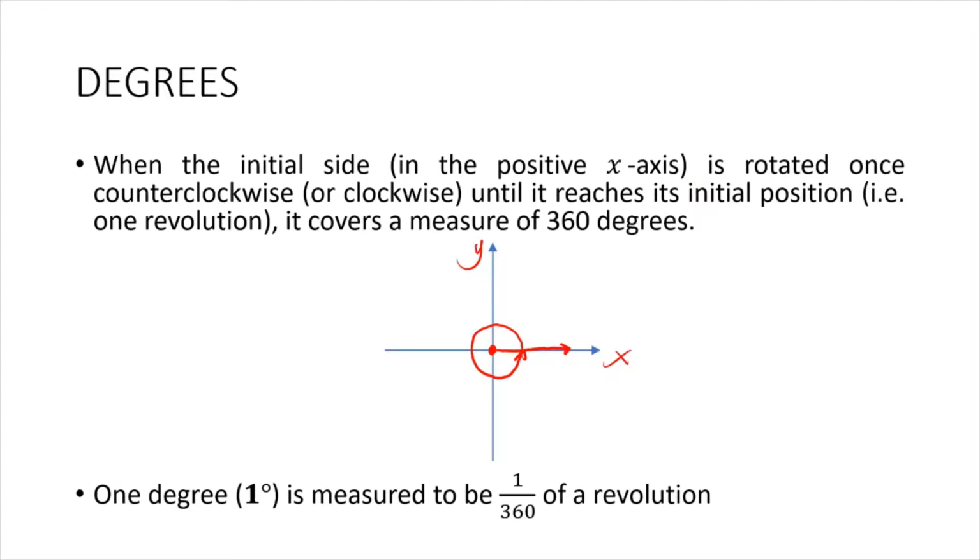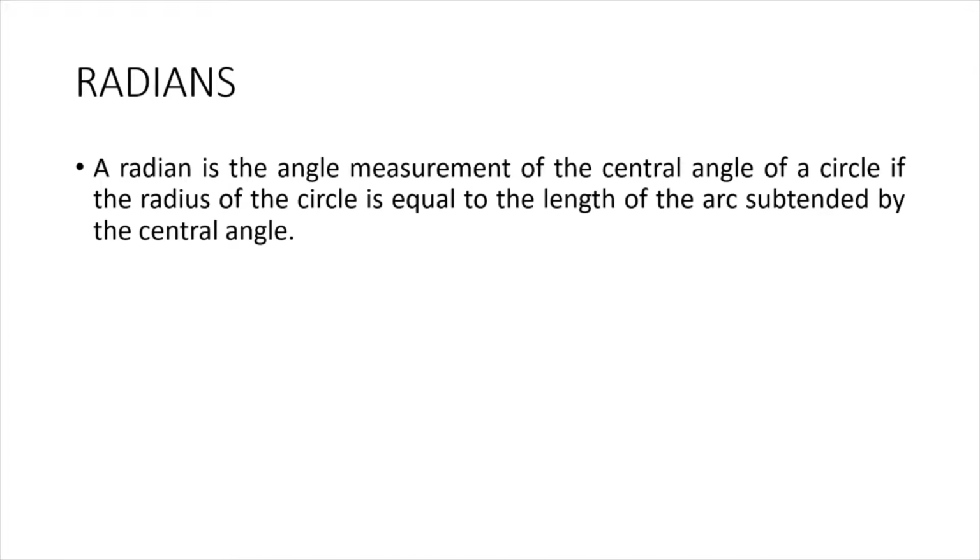Now let's talk about radians. This is the SI unit of angle measurement. A radian is the angle measurement of the central angle of a circle if the radius of the circle is equal to the length of the arc subtended by the central angle. So for instance, let's say we have a circle whose radius is 1 unit, say 1 centimeter or 1 inch or 1 foot or 1 meter.